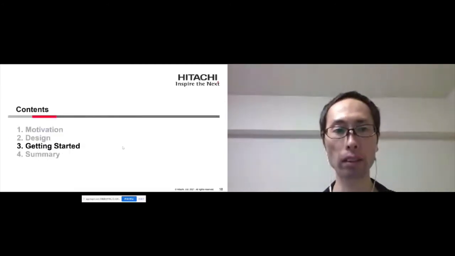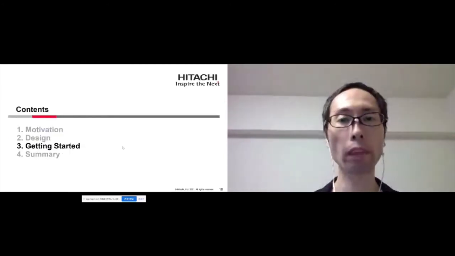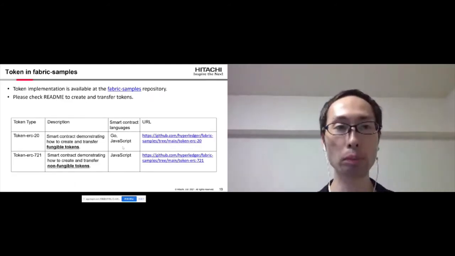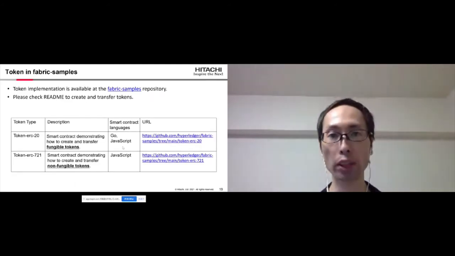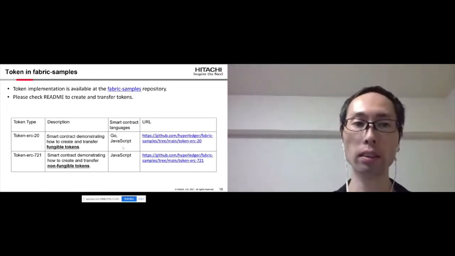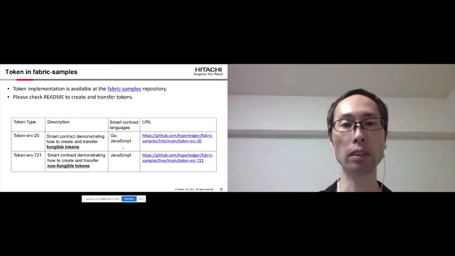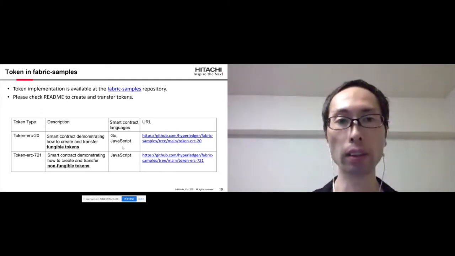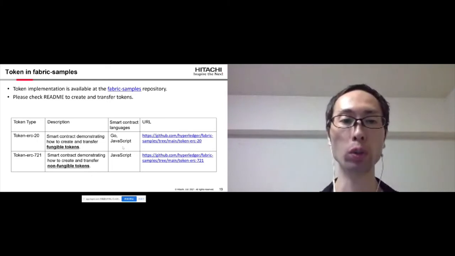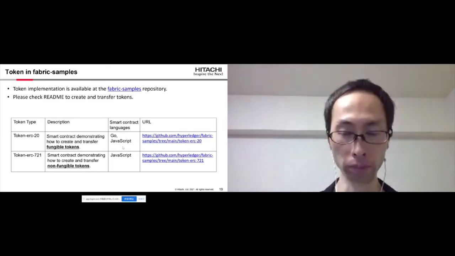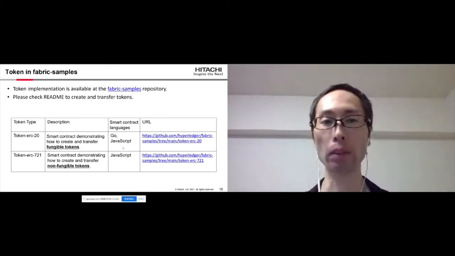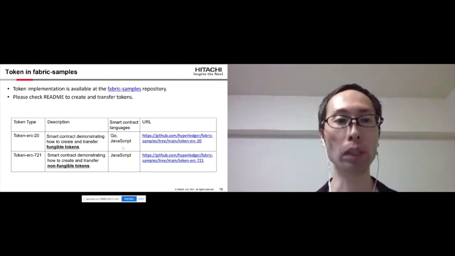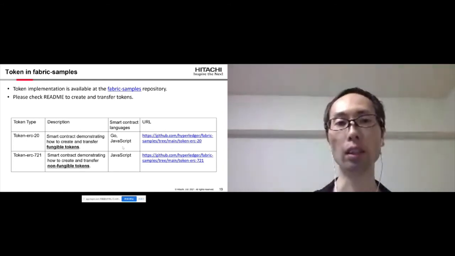So the last part is getting started. This implementation is available at the Fabric Samples repository. Each sample contains a README, and the README explains the test scenario and how to issue and transfer token step by step. In this session, I will walk through the most important part. If you are interested in using it, please check the README at this link.